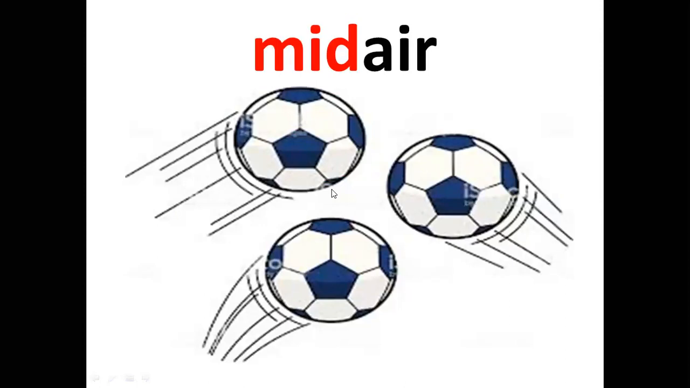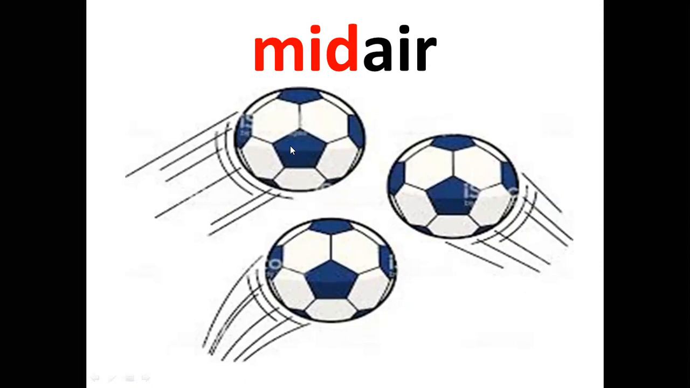What do you see here? Mid-air. I caught the ball in mid-air. Look here, the ball is not on the floor. The ball is in the air, so I caught the ball in mid-air.